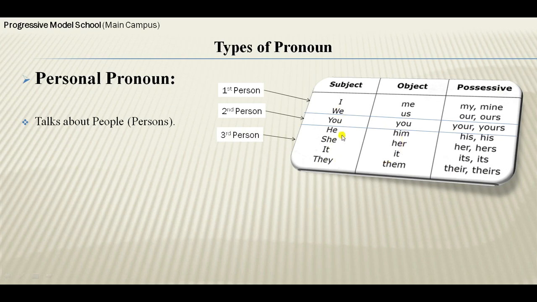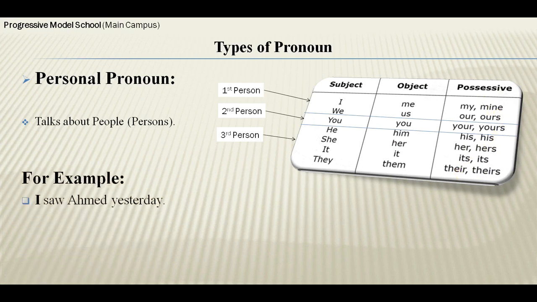In objective case, for he we use him, for she we use her. It won't change, they will become them. And for the possessive case, for ownership, for he we use his, for she we use her, for it we use its, for they we use their or theirs. Most of our students make a mistake in exams. They put the apostrophe above the s, which is not correct. So let us make it clear by examples.